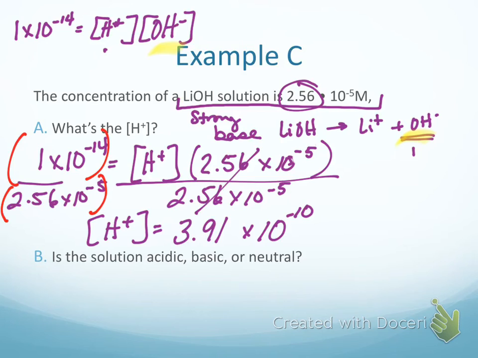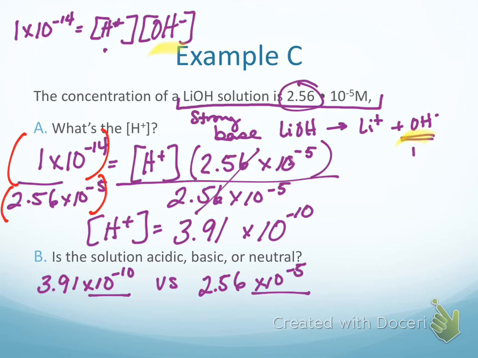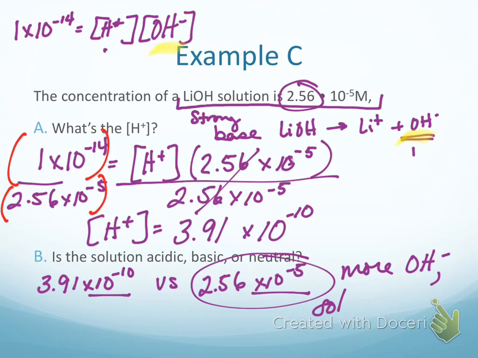So let's compare. The concentration of the hydrogen is 3.91 times 10 to the negative 10th versus the concentration of the hydroxide, which was given to us, is 2.56 times 10 to the negative fifth. Now, I'm not going to write it out this time, but 10 to the negative 10th, 10 to the negative fifth, which is larger? It's going to be 10 to the negative fifth, right? So that means we have a greater concentration of hydroxide. We have more hydroxide ions. And if you have more hydroxide ions, the solution is basic.